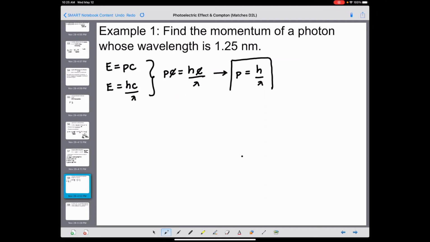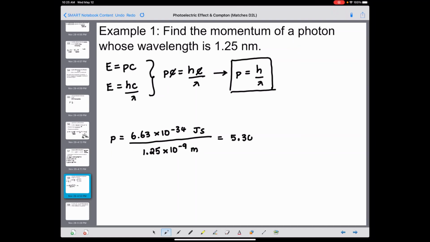So we can actually use this formula here, and it's on your formula sheet, to calculate the momentum of a photon. And so let's go ahead and do that. So momentum equals H, which is Planck's constant. Whenever you're using this formula, make sure that you use the joules seconds version of Planck's constant, and make sure that you convert your wavelengths into standard units. So we're going to write 1.25 times 10 to the negative 9 so that it's in meters and not nanometers. And when we do that, we get 5.304 times 10 to the negative 25.